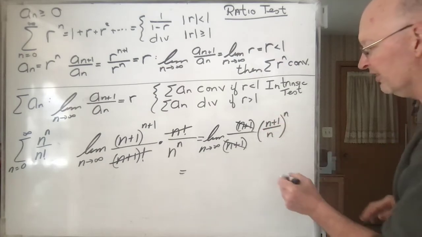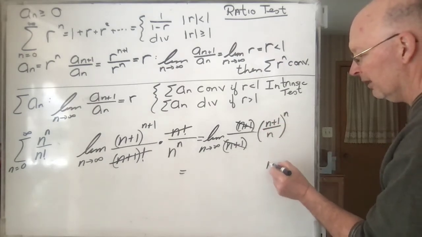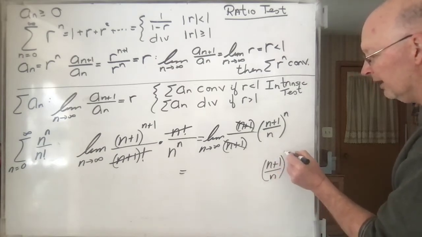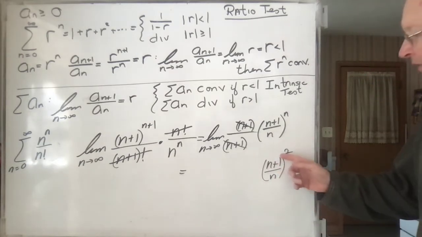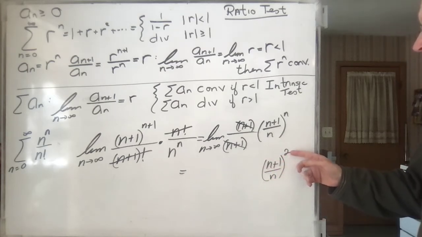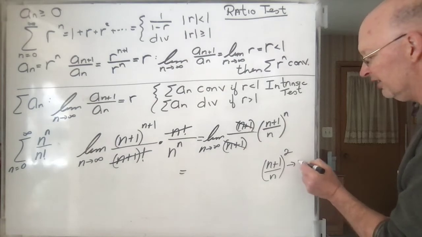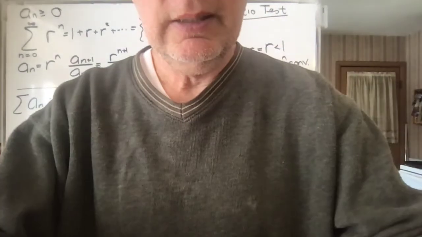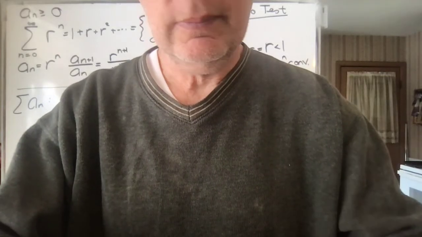And in the previous example, I had something like that. Let me just write it like this. I forgot what power I had. I think I had it squared. If this inside is going to 1, 1 squared is equal to 1. So that one there, I just quickly and easily said that goes to 1.